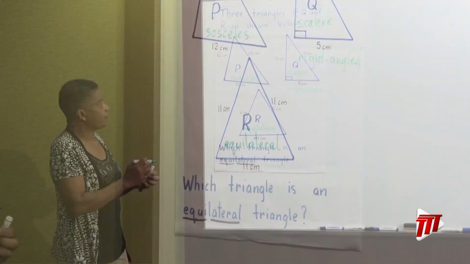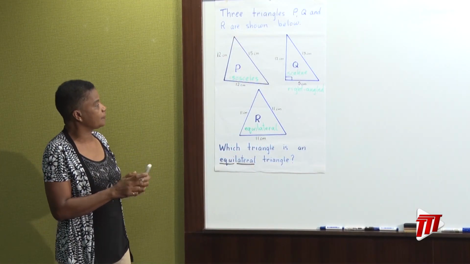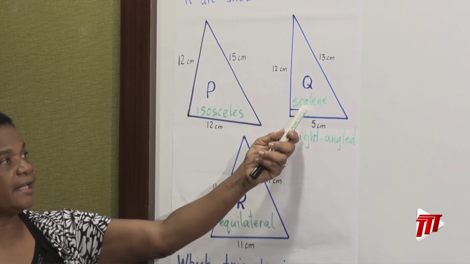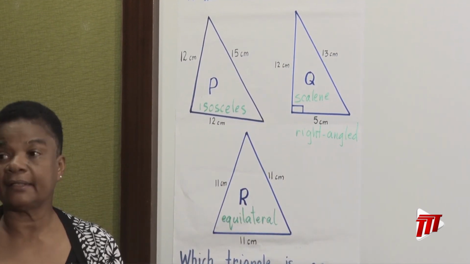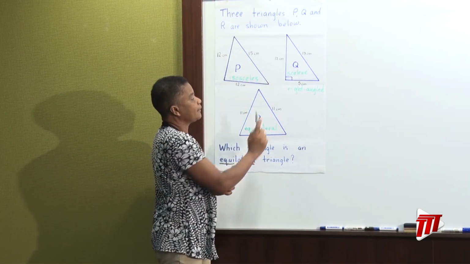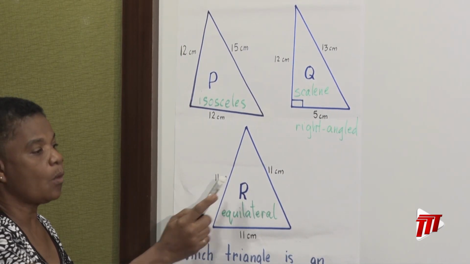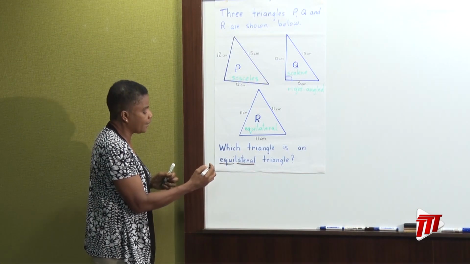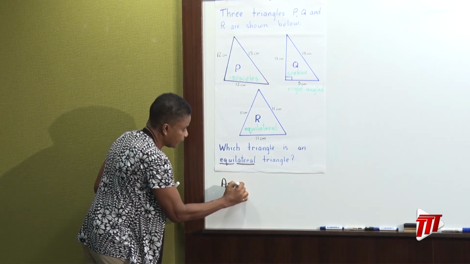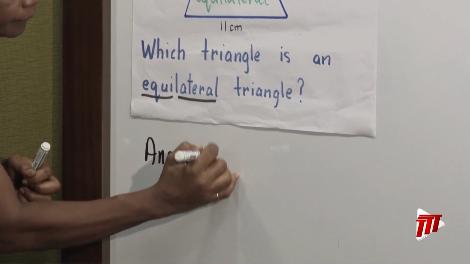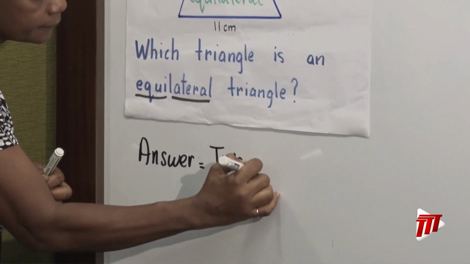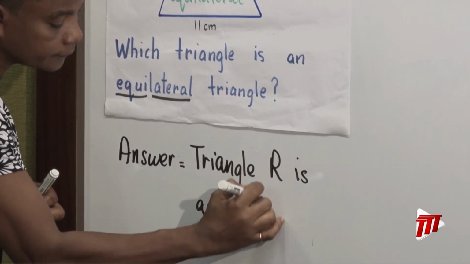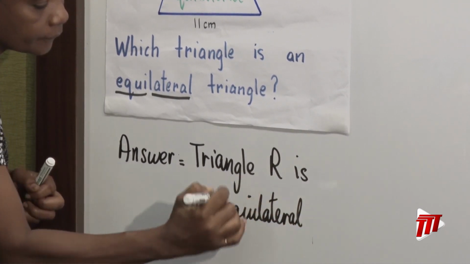Let's go through again. So in this sum, we were able to identify the 3 types of triangles. The isosceles, where we have 2 sides equal. The scalene, where all 3 sides are unequal. In addition, it also has the right angle. And the equilateral, where all 3 sides are equal. So our answer for the question, which triangle is an equilateral triangle? Our answer is triangle R is an equilateral triangle.